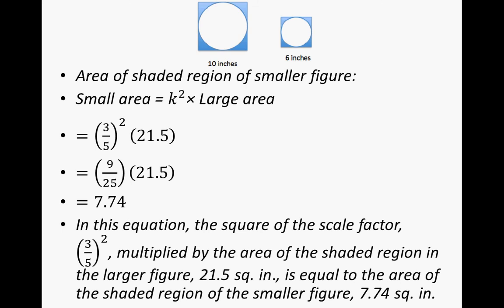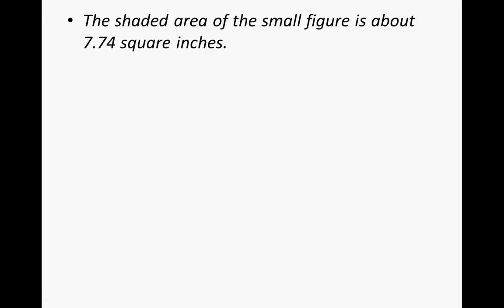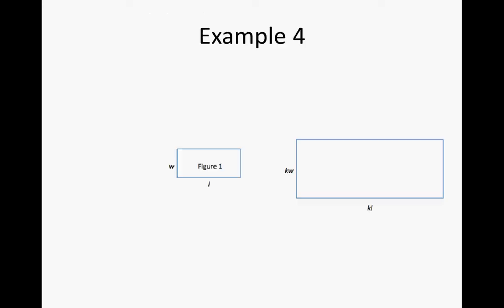So in this equation, the square of the scale factor, 3/5 squared, multiplied by the area of the shaded region in the larger figure, which was given to us as 21.5 square inches, is equal to the area of the shaded region of the smaller figure, which is 7 7/74 square inches. So all this blue area here would measure 7 7/74 square inches. So the shaded area of the small figure is about 7 7/74 square inches.